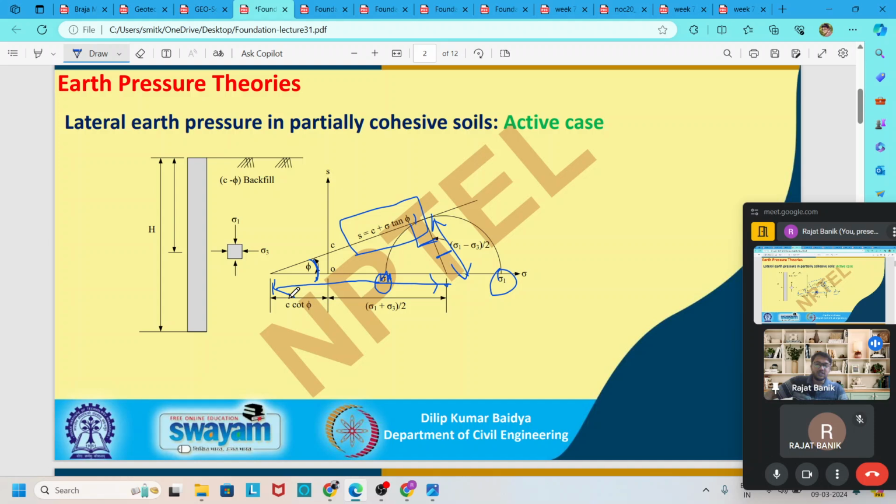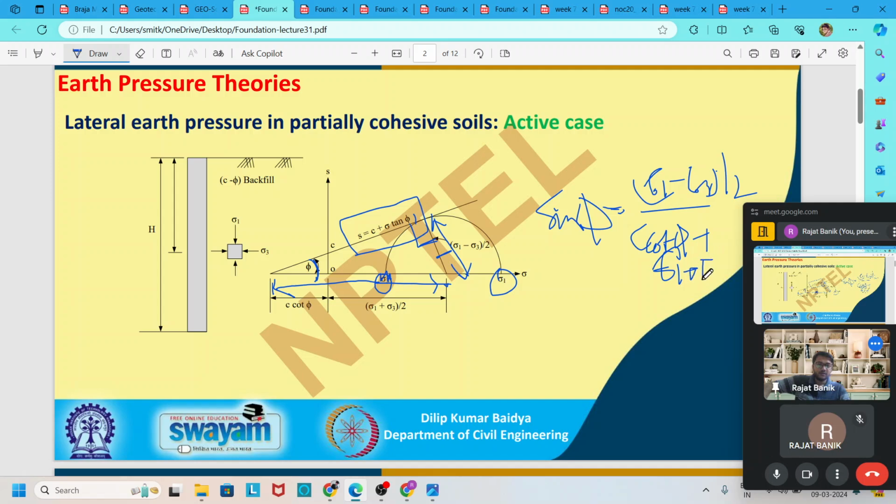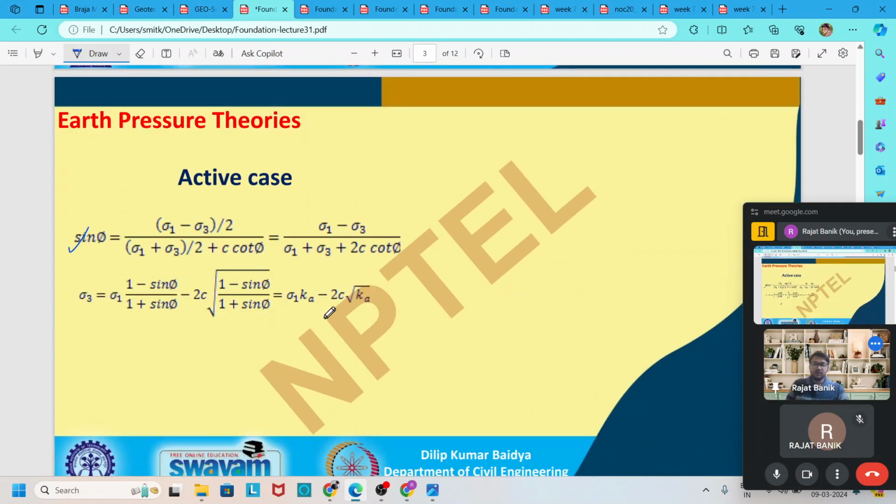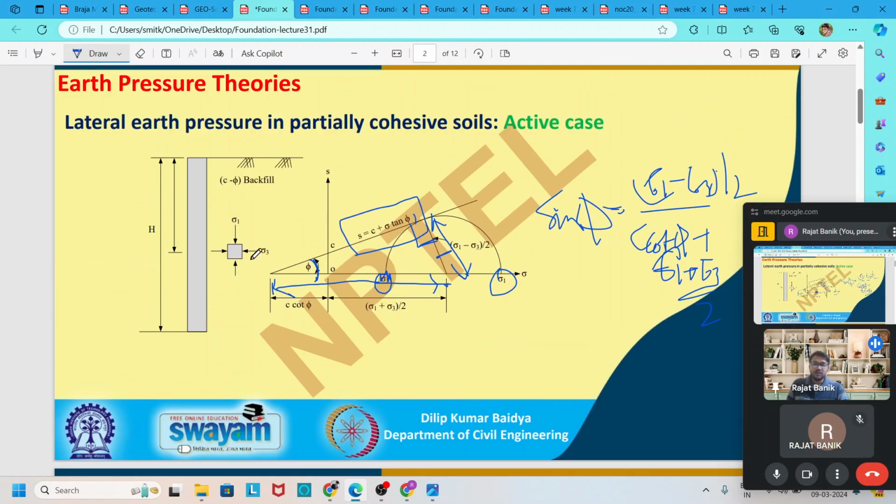So sin phi is equal to, from here to here, sigma 1 minus sigma 3 divided by 2, over, from here to here, c cot phi plus sigma 1 plus sigma 3 divided by 2. If you solve or rearrange this, we can get our sigma 3, because we need to find sigma 3 here.